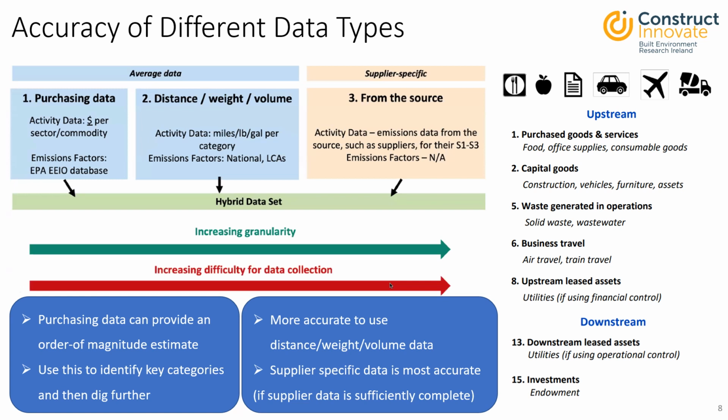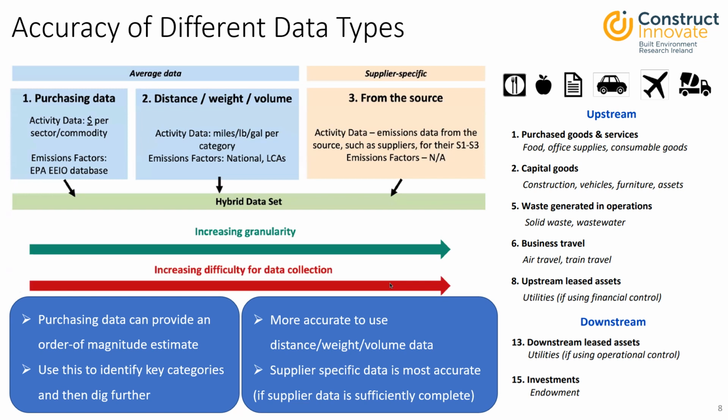So the emissions factor is a factor used to convert the financial value of the purchased goods or services into greenhouse gas emissions data. The second type of average data would be to use distance, weight, or volume, and this is known as the activity-based method. Activity data is a quantitative measure of a level of activity that results in greenhouse gas emissions. For example, liters of fuel consumed or kilograms of materials purchased.